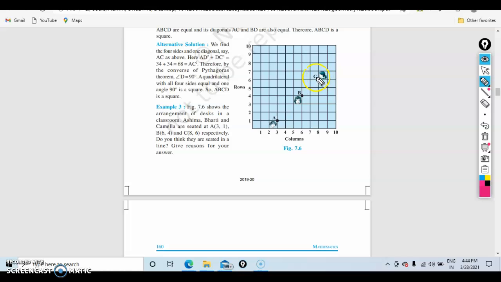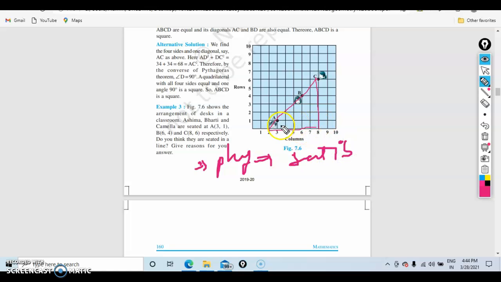Suppose we can form it like this, see, like this. So it's formed like a right angle triangle. That means if they're sitting in a line, they can form a right angle triangle. So what is a right angle triangle? One property of a right angle triangle is that the Pythagoras theorem should be satisfied. If it is satisfied, it should be a right angle triangle.